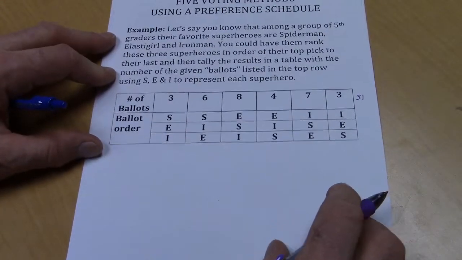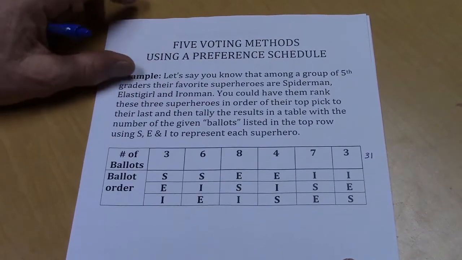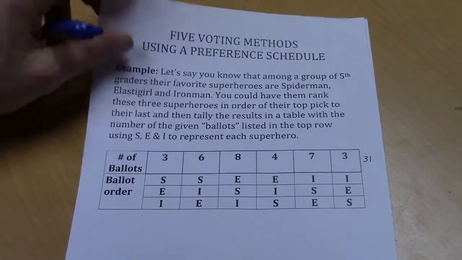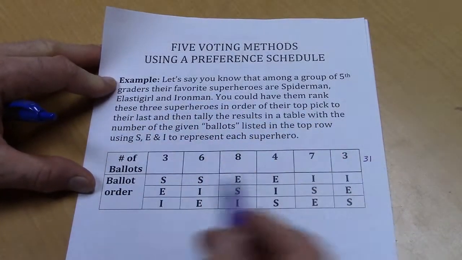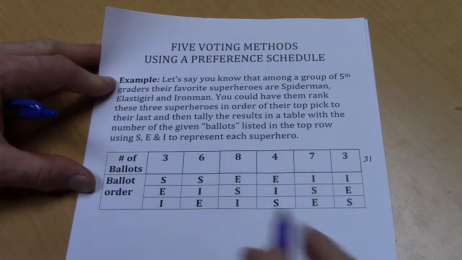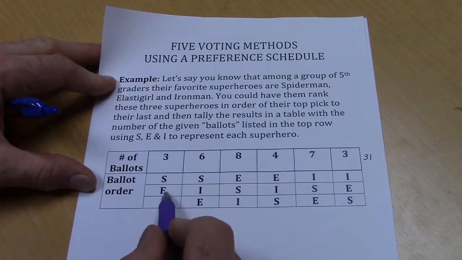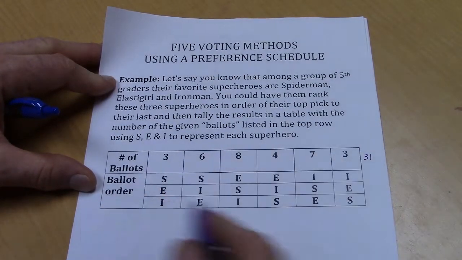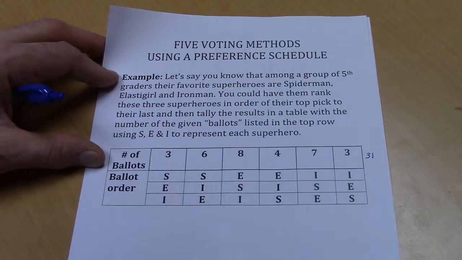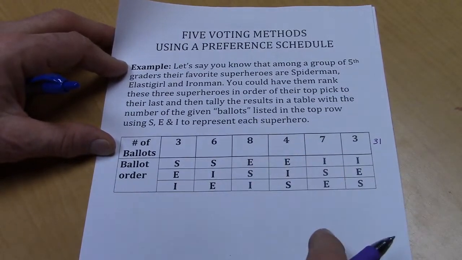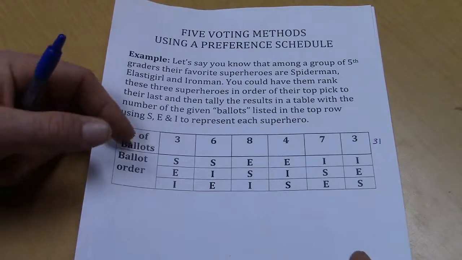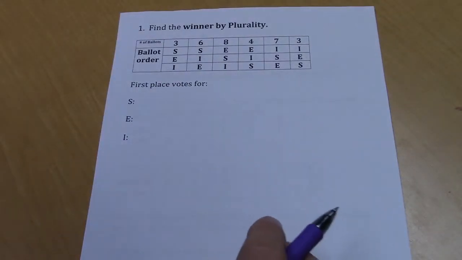Welcome to video number 2 on the 5 voting methods using a preference schedule. In the first video I went over what a preference schedule was, and I'll just remind you this is Spider-Man, Elastigirl, and Iron Man, and these are the vote tallies for them. We'll be using this schedule for each of those methods. So first let's jump into the plurality method.